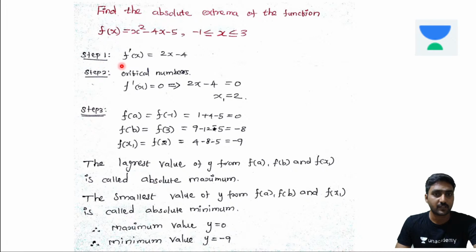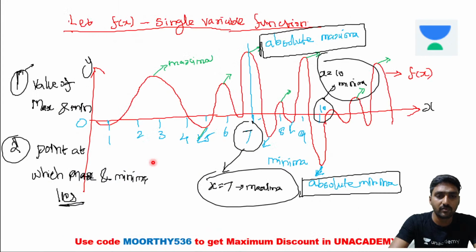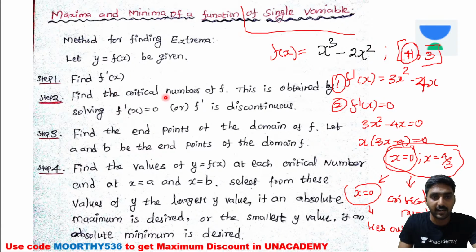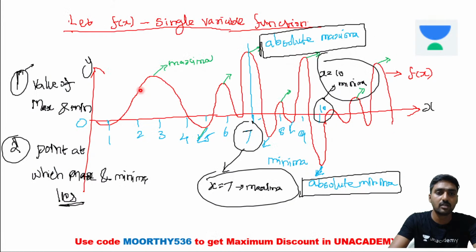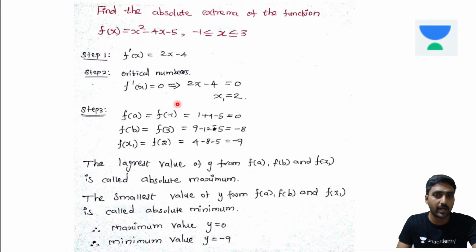Step 1. First step, what we need to do is identify the first derivative of the function. Now differentiate the given f(x) function one time with respect to x. Now f'(x) = 2x - 4. Second step, as we have discussed in step 2, find the critical numbers by equating the first derivative to 0. So 2x - 4 = 0. Therefore x = 2.